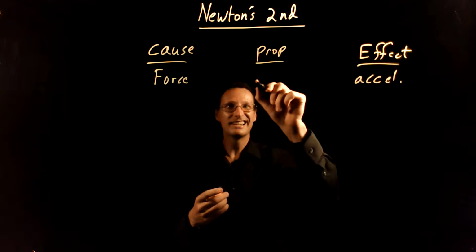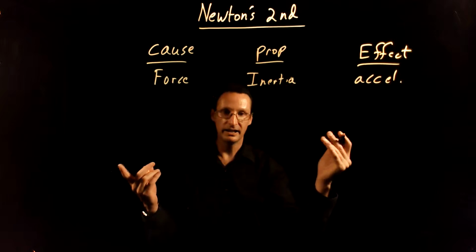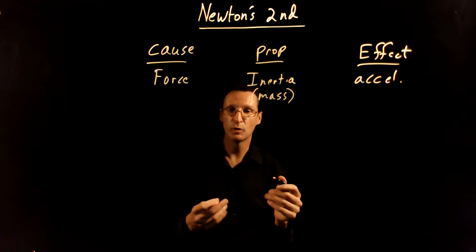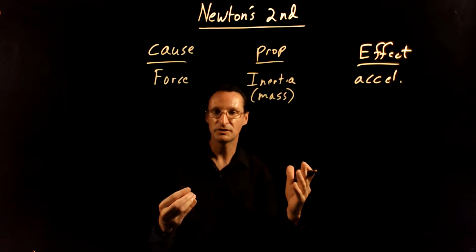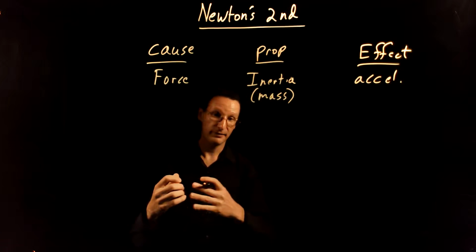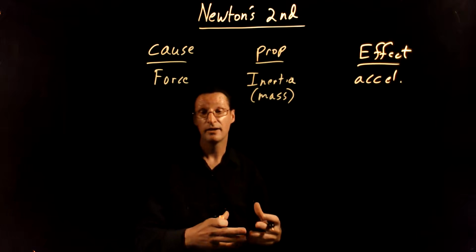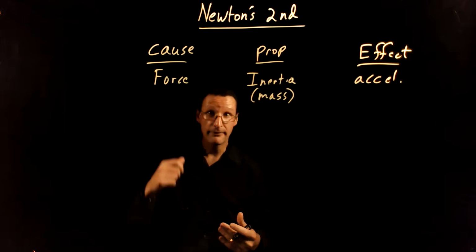That property is inertia, which is measured by mass. So the more mass, the more inertia. And remember that inertia is the resistance to changes in motion. So it's the property that if it's moving in a straight line at constant speed, it wants to continue doing that forever and ever and ever. And the only thing that can change that is a force.